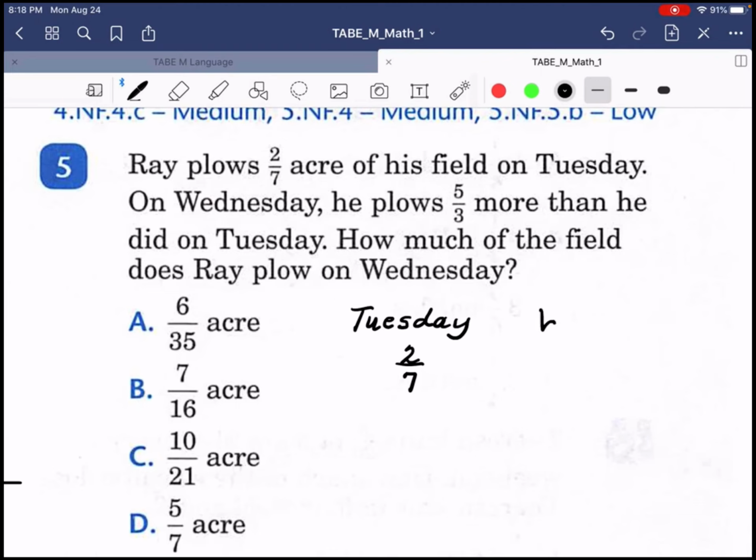So let's take a look here. On Tuesday, we see that we have 2/7. On Wednesday, we have 5/3 more than he did on Tuesday. So this is multiplying. And I don't believe we can cancel, even though I may try here. 2 and 3 won't cancel. 5 and 7 won't cancel. So 2 times 5 is 10, and 7 times 3 is 21. And that will not simplify. If you cannot cancel, you won't be able to simplify.